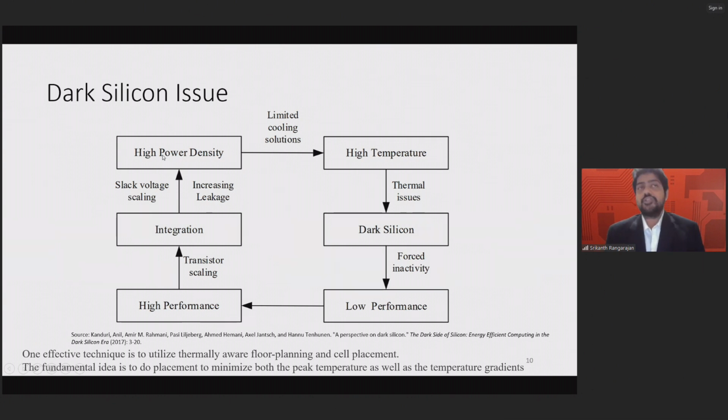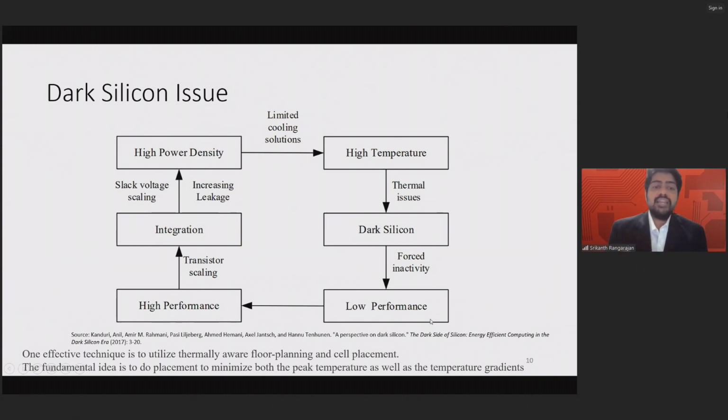And having a chip with high power density also induces a high temperature, which means it's a thermal issue. So with limited cooling solutions, if you're not able to remove a certain amount of power, then dark silicon really emerges. Dark silicon basically means only a certain portion of the chip can be active, and the rest becomes inactive, which means a forced inactivity that can become low performance from the chip side.